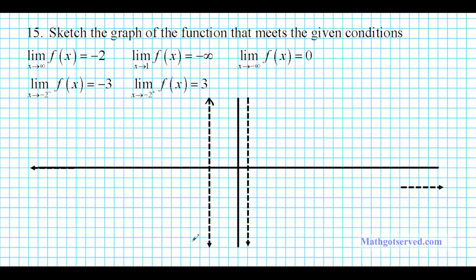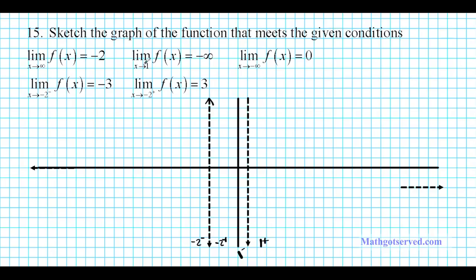From this direction is -2 from the left. From this direction is -2 from the right. From this direction is 1 from the left, and then on this side is 1 from the right. All right, when we're going to infinity, the function tends towards -2. So it's either on the top or on the bottom. What I'm going to do is use the right side limit at x equals 1 to figure out what is going to happen.